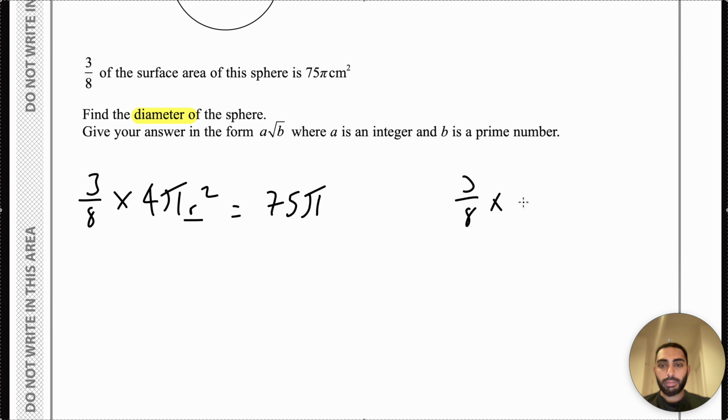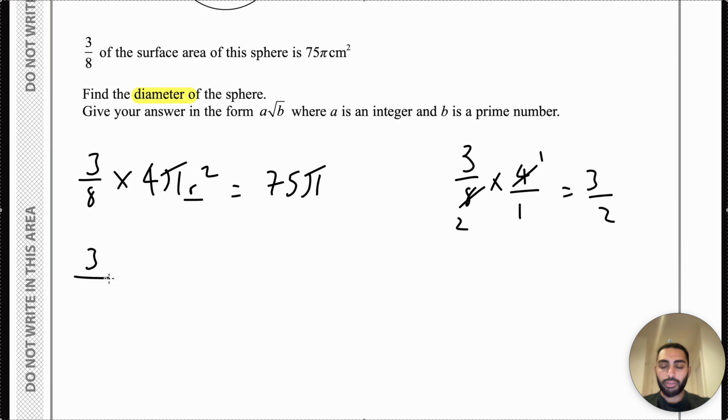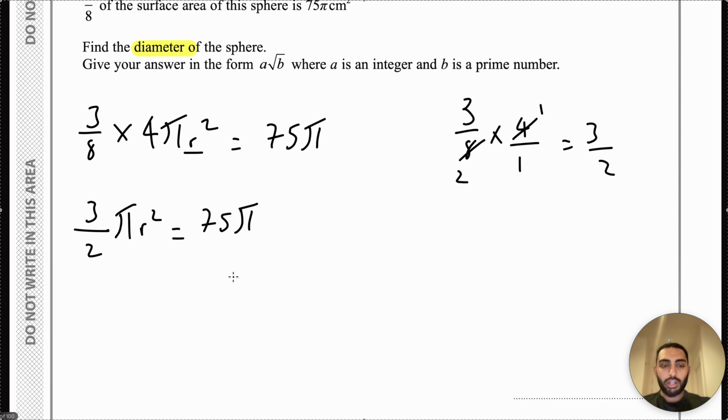So I'll just clean this up so it makes it easier to move it across. 3/8 multiplied by 4. You can think of it as 4 over 1. I could cross cancel here. That divides by 4 and that divides by 4. So that would become 1 and a 2. 3 times 1 is 3 and 2 times 1 is 2. So on the left hand side, this would simplify to 3 over 2 pi r squared is equal to 75 pi.